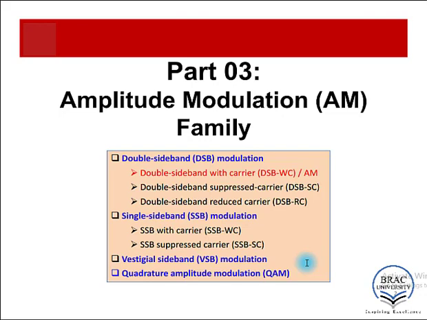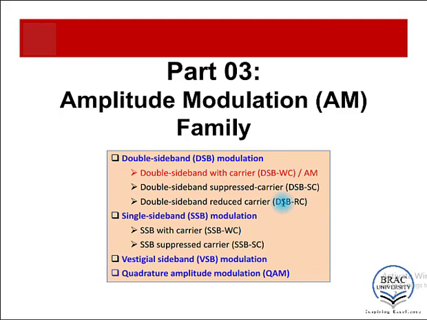A quick recap on the members of this esteemed family, amplitude modulation. First of all, double sideband modulation. We generally call it DSB. It can be further divided into three categories, which are double sideband with carrier, or in short DSB-WC or DSB-C, then double sideband suppressed carrier, DSB-SC, and double sideband reduced carrier, or DSB-RC. We will confine our discussions to DSB-C and DSB-SC in this course.